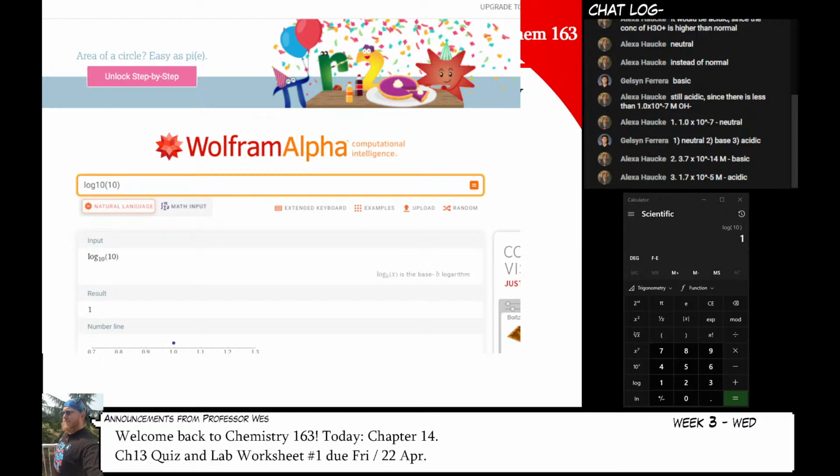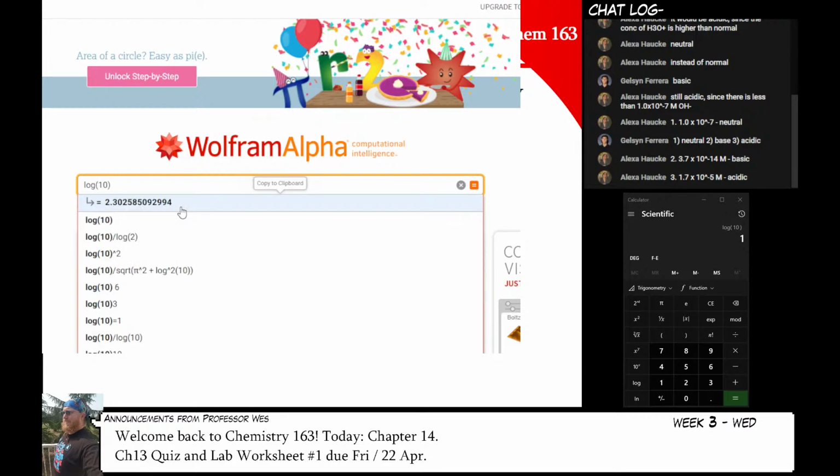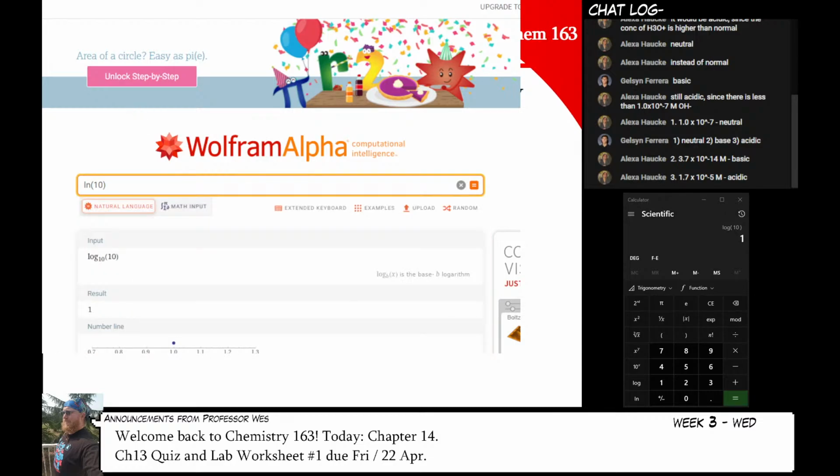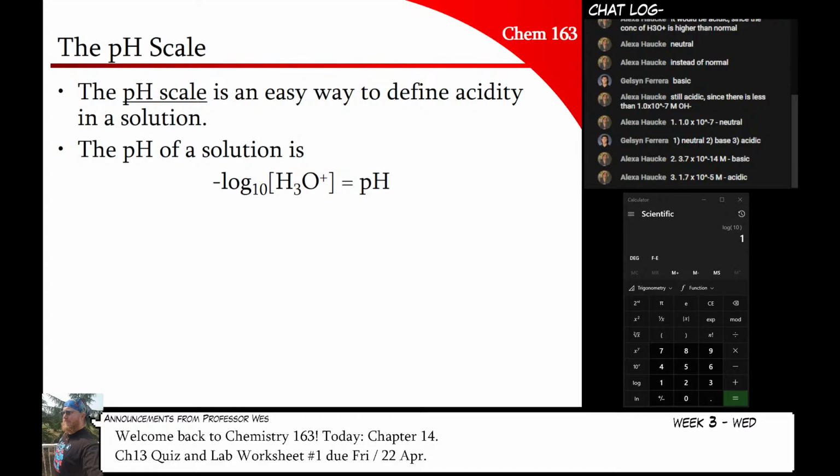So if you are using Wolfram Alpha as a calculator for any reason, please be mindful of that, because it interprets regular old log as ln. In fact, if I just do ln, it'll give me the same number as me typing in just log. So that's the only issue that I have with Wolfram Alpha. If you are using it in this class because you don't have a calculator handy, just be mindful of that.